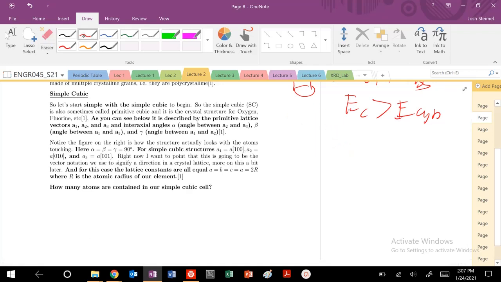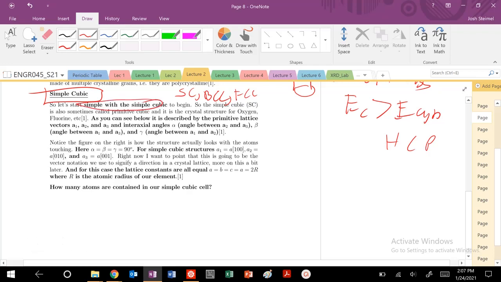Now we want to build up from, again, and actually fully develop our 3D structures. So in this course, we're going to be focusing a lot on the cubic system, specifically simple cubic, body-centered cubic, face-centered cubic, and we'll also get into hexagonal close-packed briefly as well. But these are going to be the focuses in this class. So let's go ahead and start simple with simple cubic.